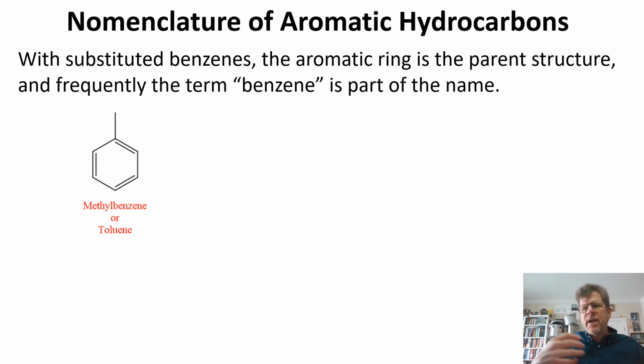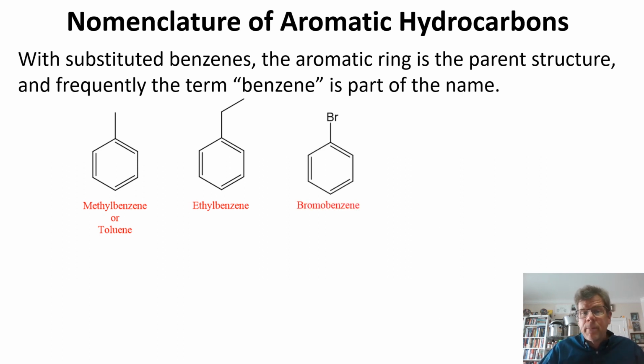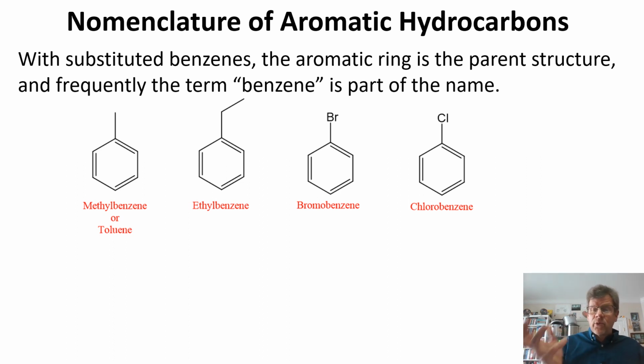So what if we put another substituent on that benzene ring as a parent structure? Well, what if we put an ethyl group on there? Well, ethylbenzene. What if we put a bromo group on it? Bromobenzene. We're starting to get a flow here. A chloro group. Well, chlorobenzene. And indeed, as we're moving through this, we see that in each of these so far, we have the term benzene in the name. And the substituent is written first.